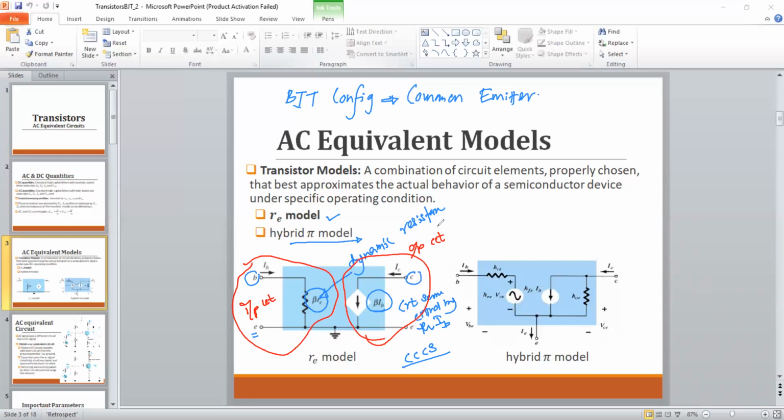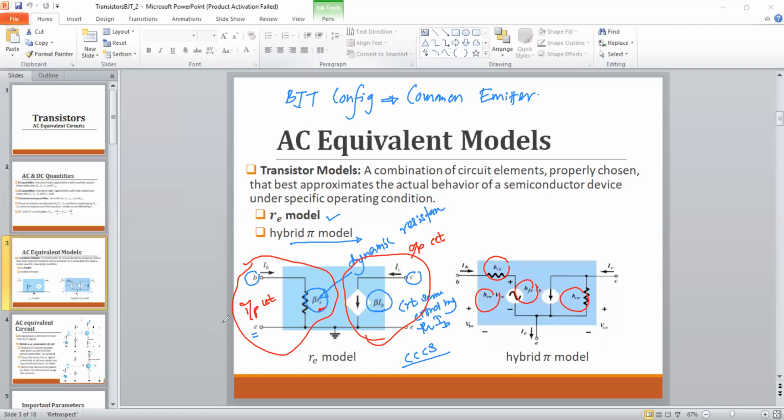For the hybrid model, there are a lot of dependent parameters: HIE, HRE, HFE, HOE. So we basically have four system parameters, but if it is an RE model, it's just a one-parameter model, RE. We know the beta, which is the DC gain. If we can calculate this RE, we can simply stick it into this RE model. But with the hybrid model, you have to cater for these four parameters: HIE, HRE, HFE, and HOE.